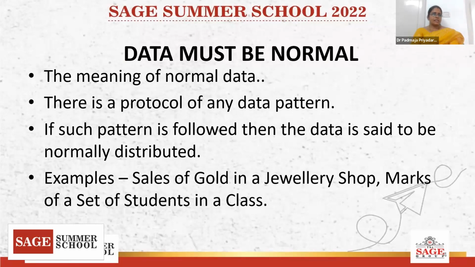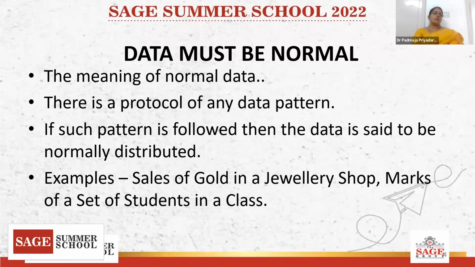Okay, but there is a problem in data. Usually data is not normal. What do we mean by normal? How can data behave normally or abnormally? It looks weird to say. The meaning is that there is a protocol: if there is data, it should follow a data pattern. If it follows a particular pattern, it is called normally distributed. Only if the data is normal can we proceed with any statistical tool.